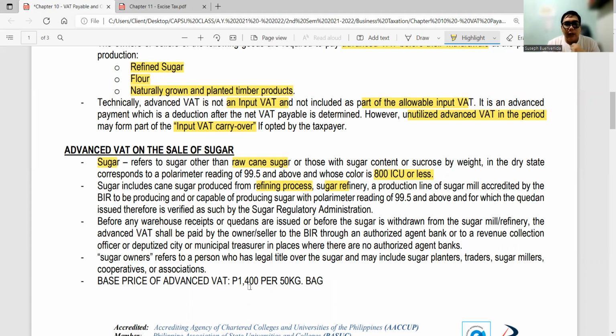So sugar owners refers to a person who has legal title over the sugar and may include sugar planters, traders, millers, cooperatives, and associations. Okay, so the base price, just take note of this, the base price of advance VAT sang sugar is 1,400 pesos per 50 kilogram bag. Okay, so if there are any updates sa aton train law or sa create law, mas may updates. So let's see what will be the treatment on this.